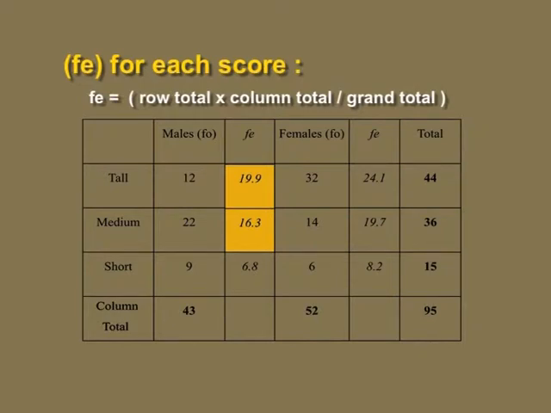Likewise, to calculate Fe for the score 9, we multiply 15 into 43 divided by 95, which gives us the expected frequency of 6.8. To calculate Fe for the score 32, we need to multiply 44 into 52 divided by 95, which gives us the expected frequency of 24.1. In similar manner, we calculate Fe for the score 14 and we obtain the value 19.7. And also for the score 6, we obtain the Fe value of 8.2.